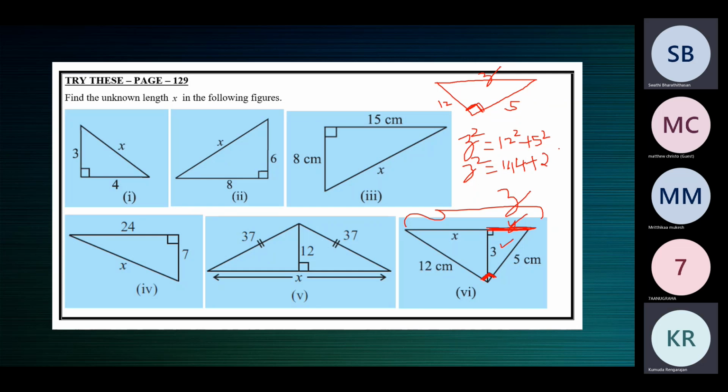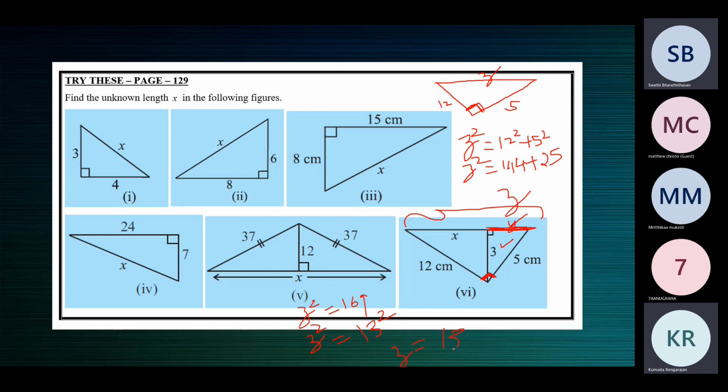What is 144 plus 25? 169, ma'am. So Z square is equal to 169. Okay, but what is 169? What is 13 square, ma'am. 13 square. 169 is 13 square. So Z square is equal to 13 square. So the value of Z is equal to 13.